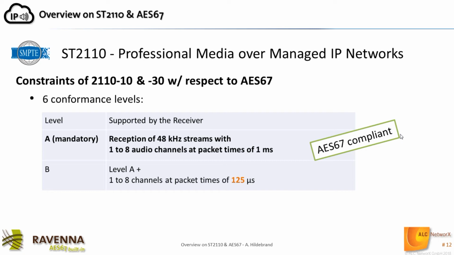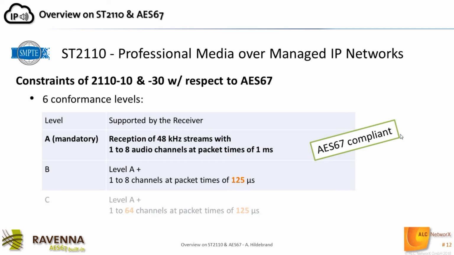Now, if you look at the AES67 standard, it also has optional suggestions for shorter packet times if you want to go with shorter latencies than the 1 millisecond packet time can provide. And you'll find this 125 microseconds recommendation also in the AES67 standard. So level B, it's not mandatory, it's an optional conformance level, is again fully in line with the optional suggestions within AES67. And then some people were even more concerned about having the ability to distribute more than 8 channels.